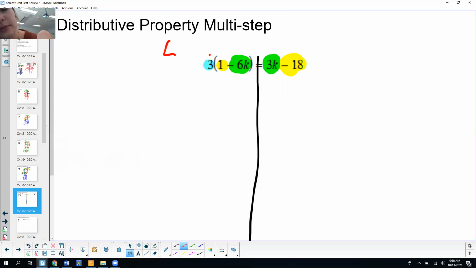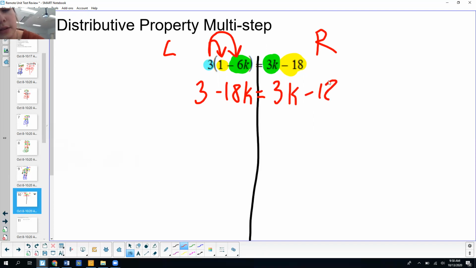So I'm going to go ahead and take 3 times 1, which is 3. 3 times negative 6k. You can go ahead and take your calculator and type in 3 times negative 6. That gives me negative 18. And don't forget to add that k in there. And then I'm looking at the right side. Is there anything that I can combine or simplify? No, so I'm just going to bring down 3k minus 18.